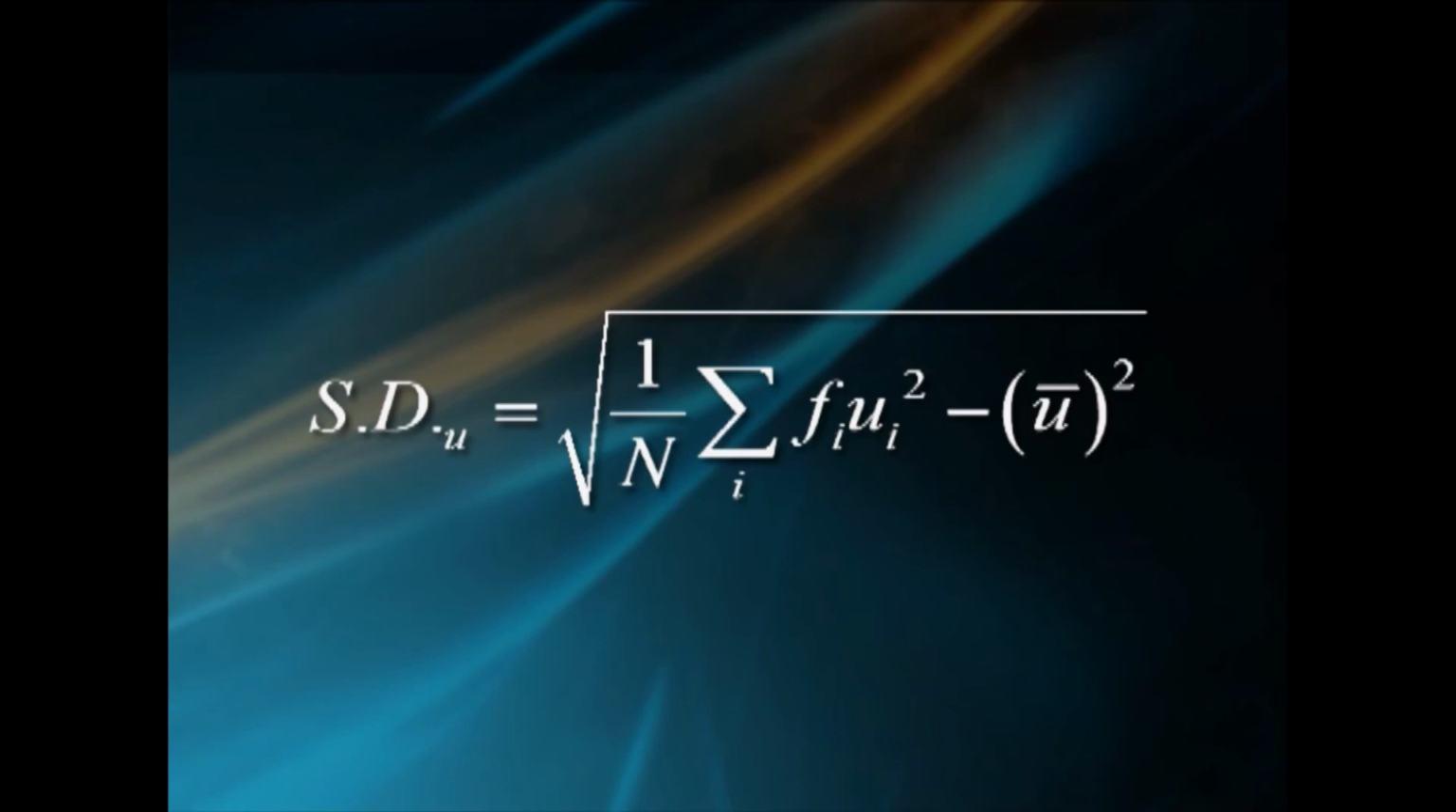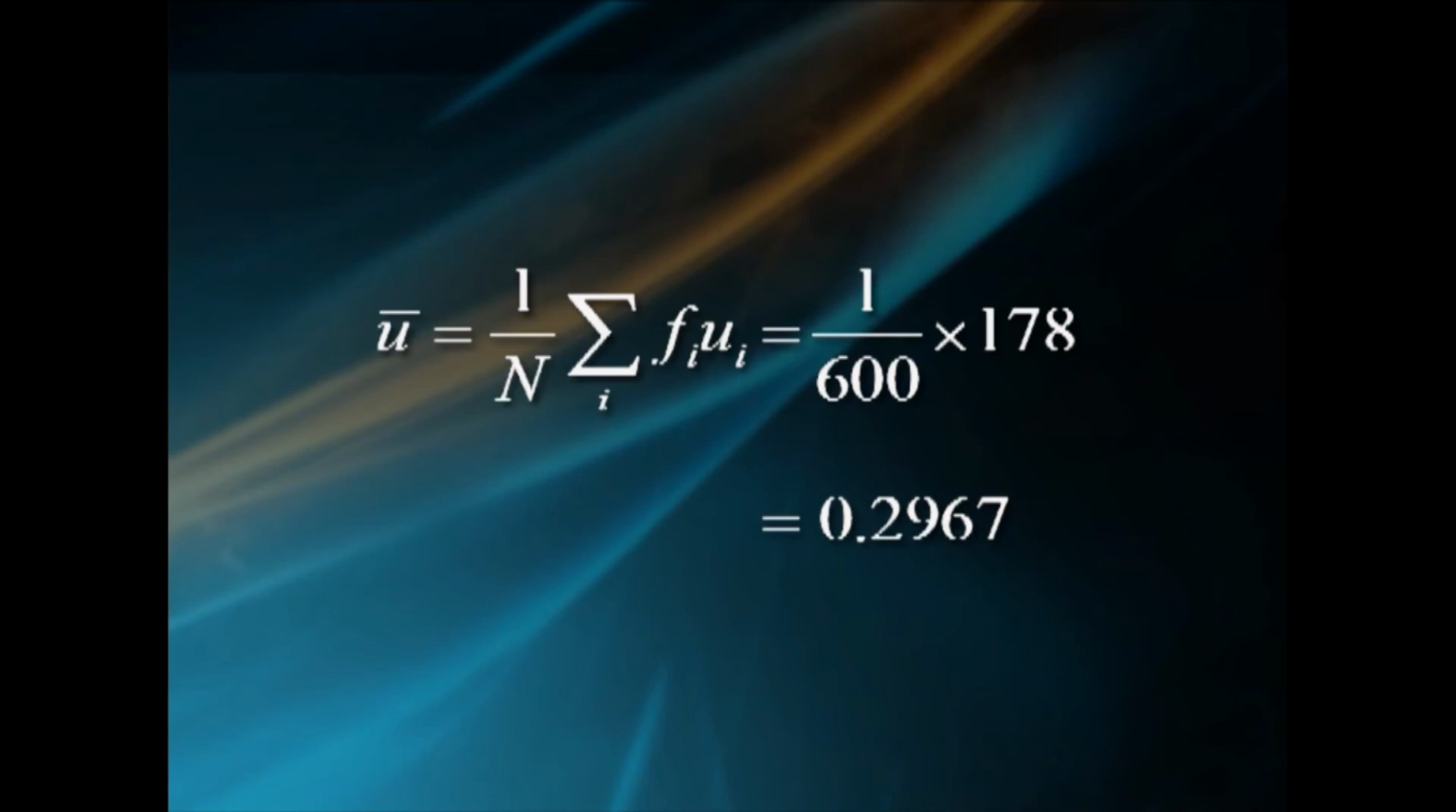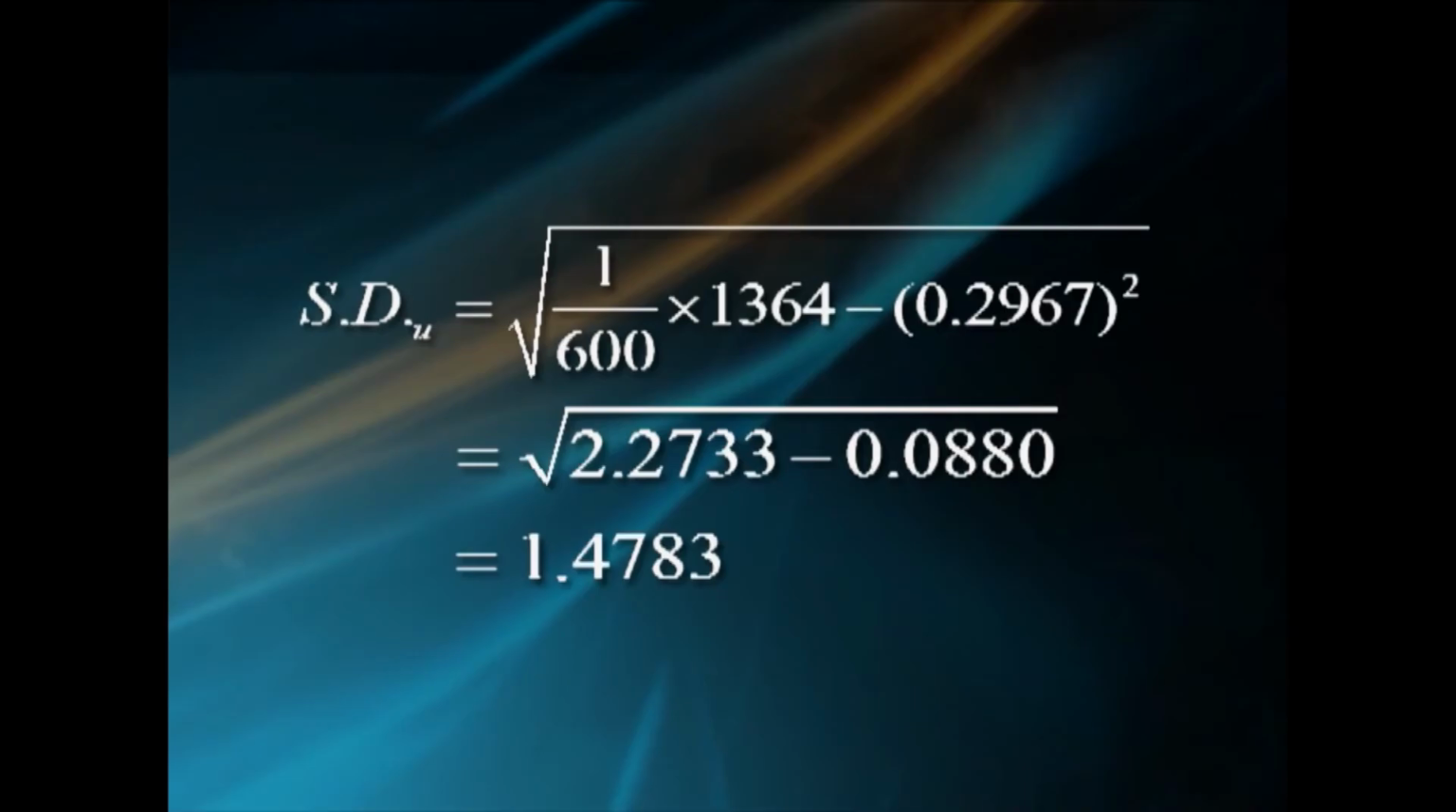square minus u bar square. Here u bar equal to 1 by capital N summation over i Fi ui, that is equal to 1 by 600 into 178, that is 0.2967. Hence, standard deviation of u equal to square root of 1 by 600 into 1364 minus 0.2967 square, that is equal to square root of 2.2733 minus 0.0880, that is equal to 1.4783.